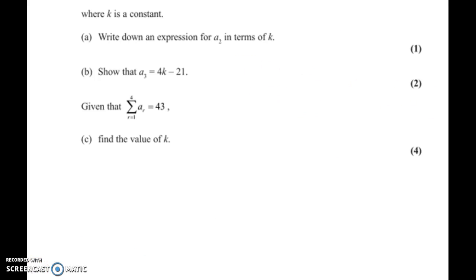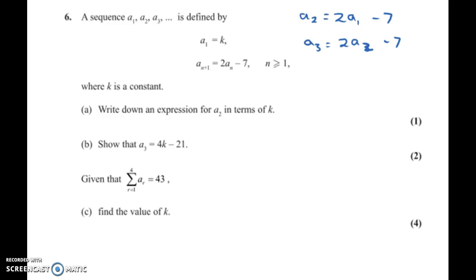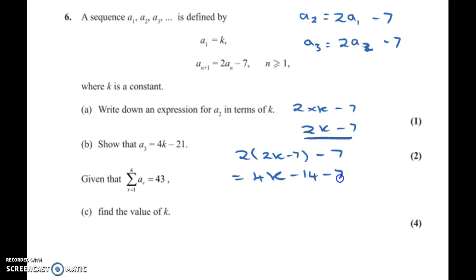Okay, the last question in this recurrence relationship section. To find a2, we'll do 2 times a1 take away 7. To find a3, we'll do 2 times a2 take away 7. So if we want to find a2, we're going to do 2 times k take 7, 2k minus 7. To find a3, we're going to do 2 lots of a2, which is 2k minus 7, take away 7, expand that to get 4k minus 14, take away 7, for 4k minus 21.